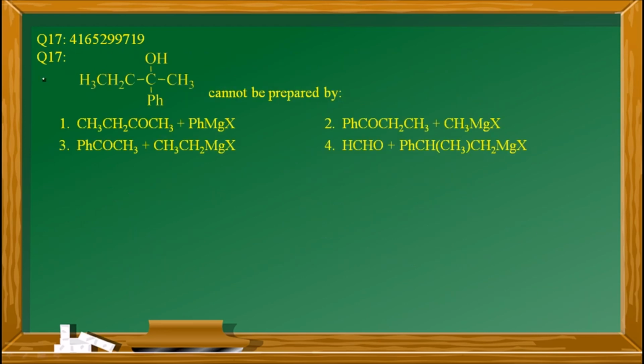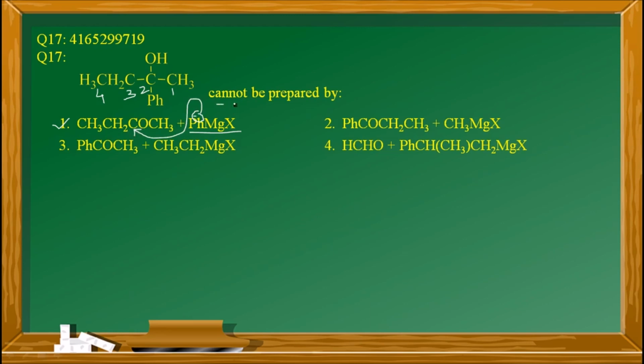Next, question number 17. They have given a compound of alcohol and ask by which it cannot be prepared, dear friends. What is the compound? 2-phenyl 2-butanol. Yes friends, they are asking by which it cannot be prepared. This is option 1. They are asking 1, 2, 3, 4 plus RMgX. What is this? Grignard reagent. Let us take this carbonyl compound. If you react it with this Grignard reagent, what are we going to get? Yes friends, this is the compound we are going to get.